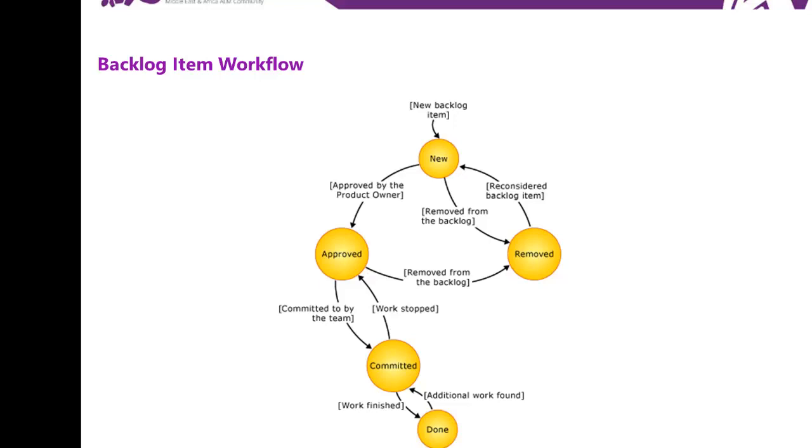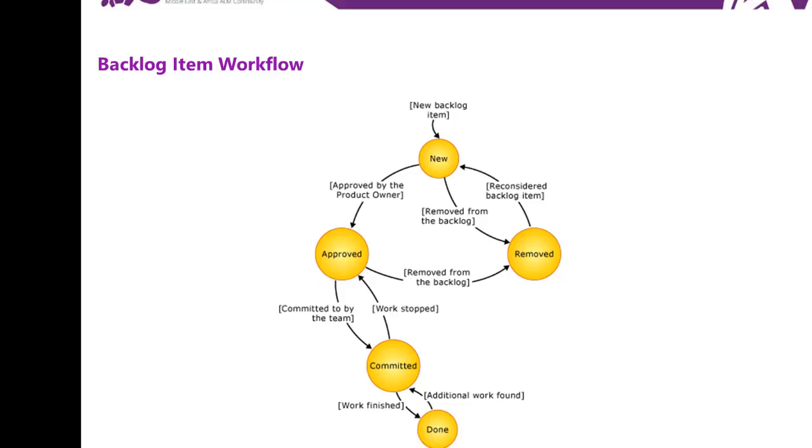So this is the workflow of a backlog work item or user story. When the product owner tells you the story, we enter it, or the team will enter it, with a state of new. And then if the product owner approves it and says, yeah, I'm good with it as is, after we discuss it, the state is changed to approved.